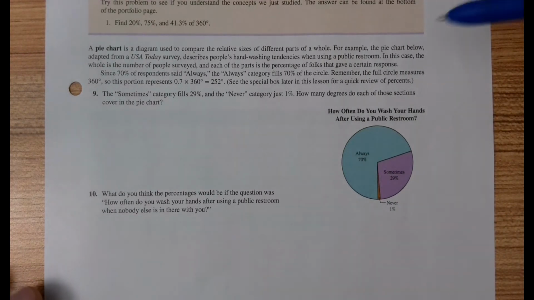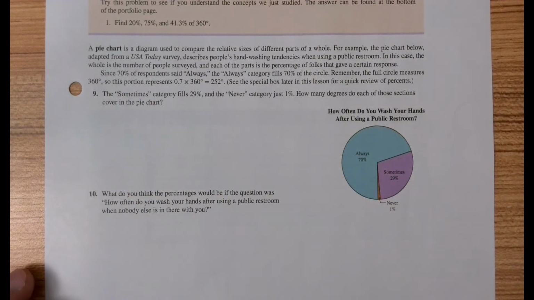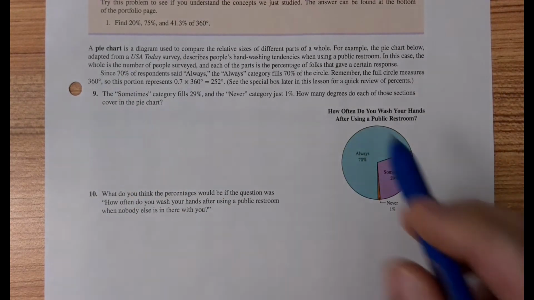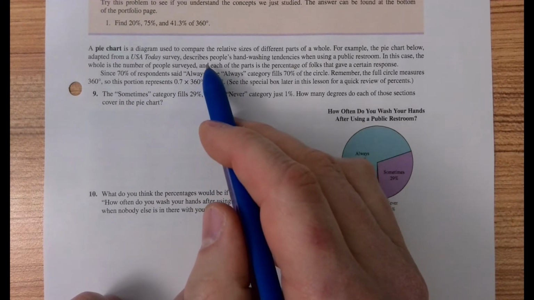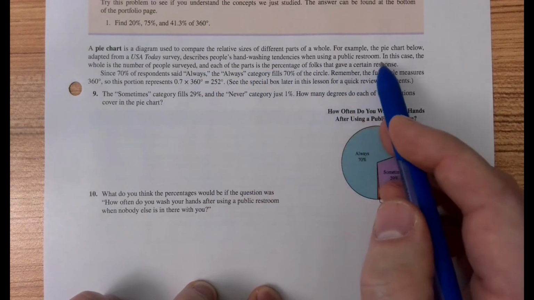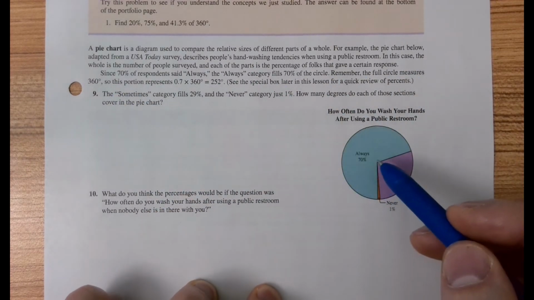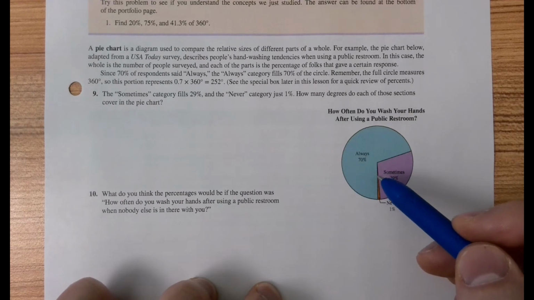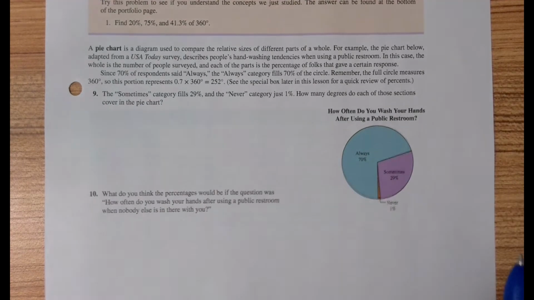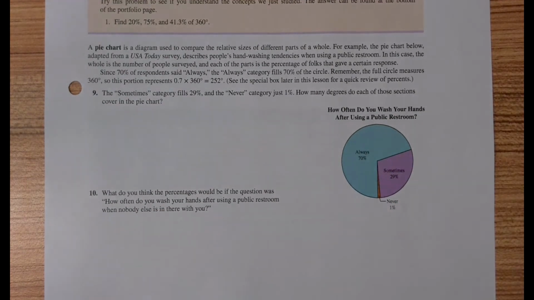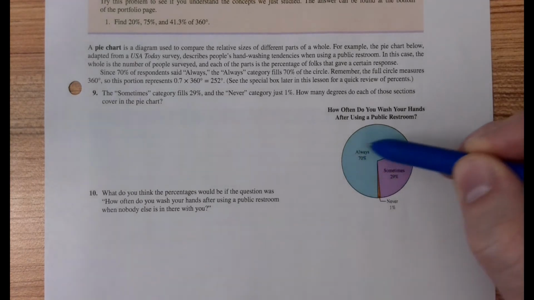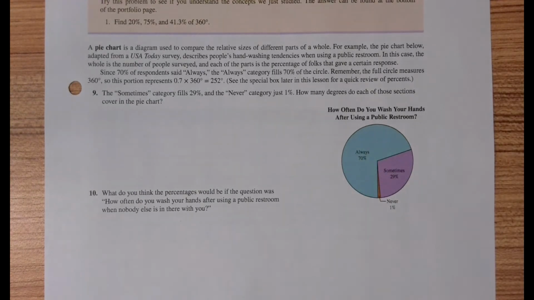So this is one, a survey that was taken in the USA Today. Notice this, you should be very suspect of the answers here. So people's hand washing tendencies when using a public restroom. The question is, how did they answer these questions? Was someone standing outside the bathroom and asking the person, did you just wash your hands? In that case, there's probably maybe a large amount of liars here, people that are misrepresenting their answers. You should always be mindful of how is data collected.